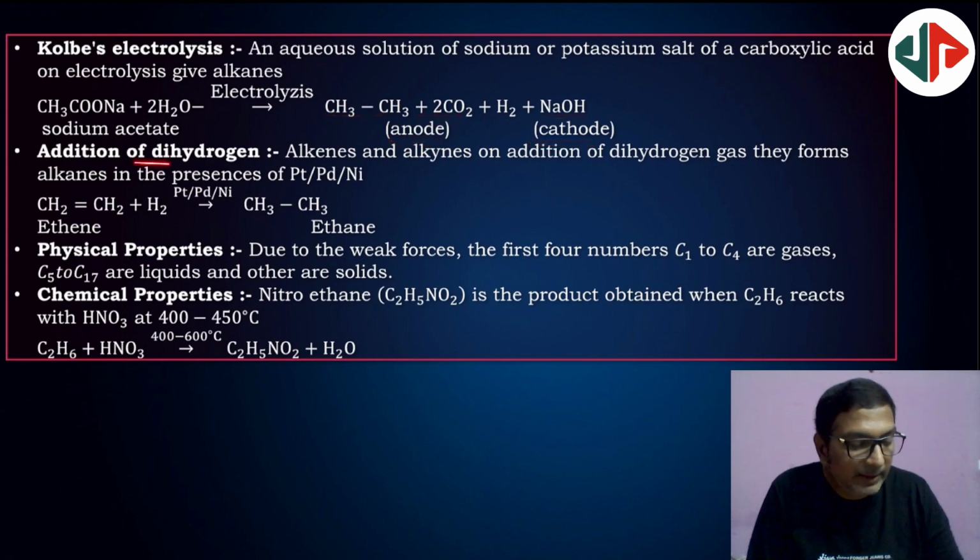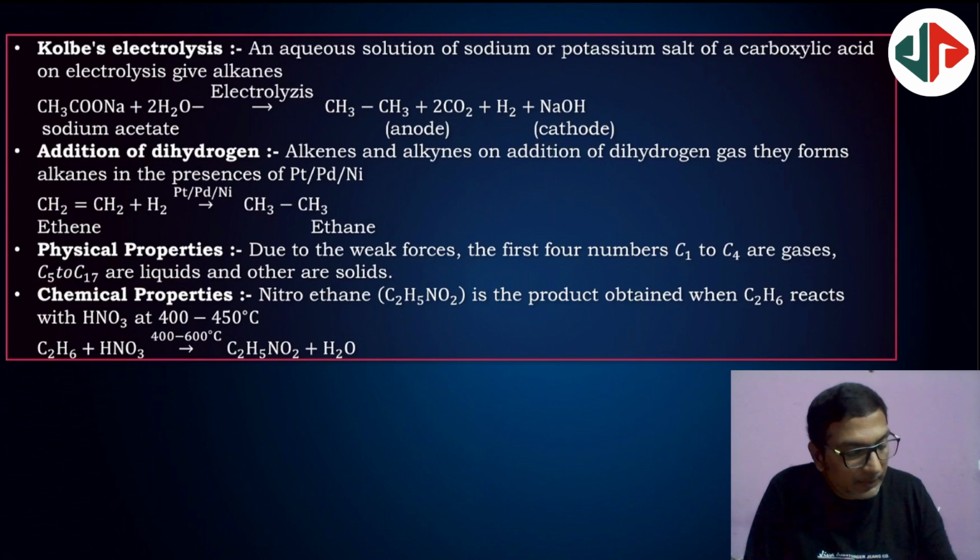Next, addition of dihydrogen. So this is nothing but catalytic hydrogenation. Unsaturated compounds will be converted to saturated compounds, that is alkanes. Next, physical properties. So due to weak forces, first 4 members are gases, 5 to 17 are liquids and others are solids.